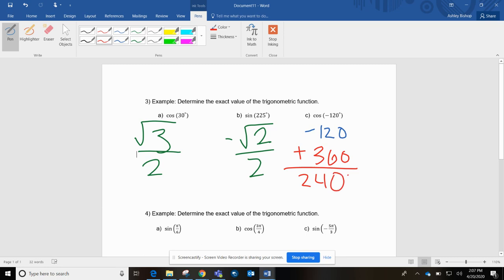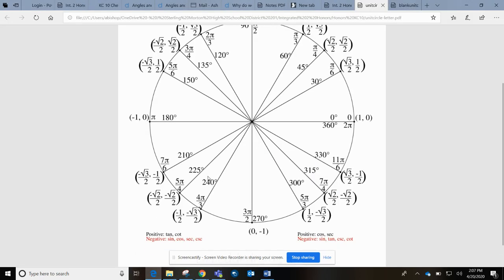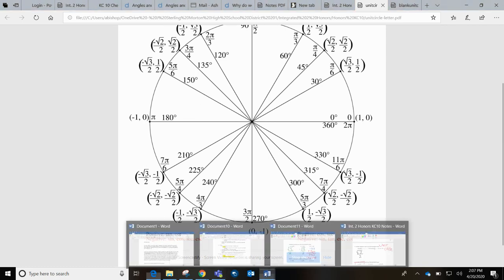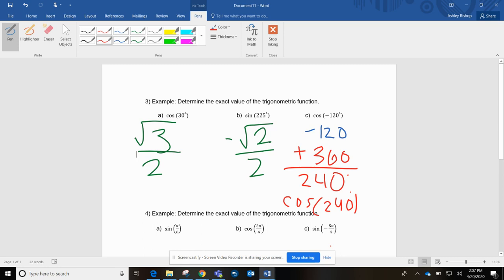So this question now turns into find the cosine of positive 240 degrees. The cosine of negative 120 and the cosine of positive 240 are going to have the same answer because they're exactly 360 degrees apart. So I'm going to look at the cosine of 240. 240 is right here in this bottom third quadrant, and the cosine is the first number listed. So the cosine of 240, or the cosine of negative 120, is going to equal negative 1/2.